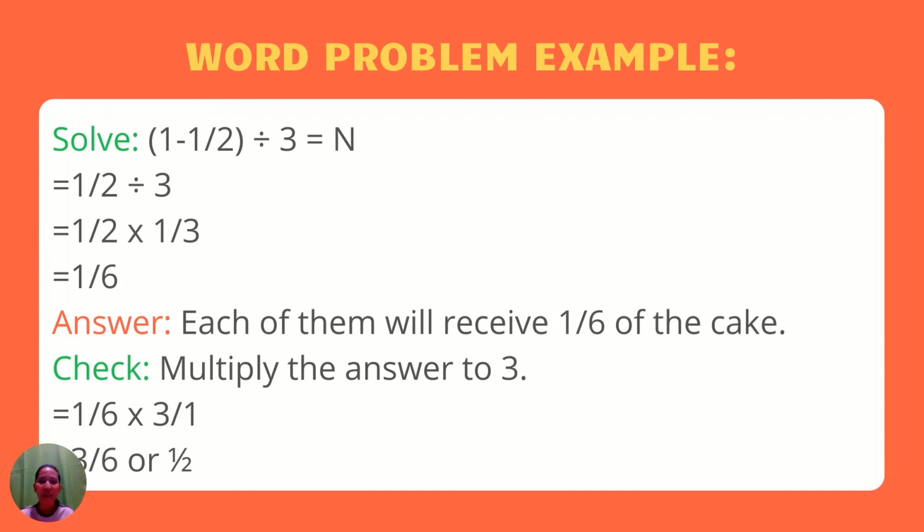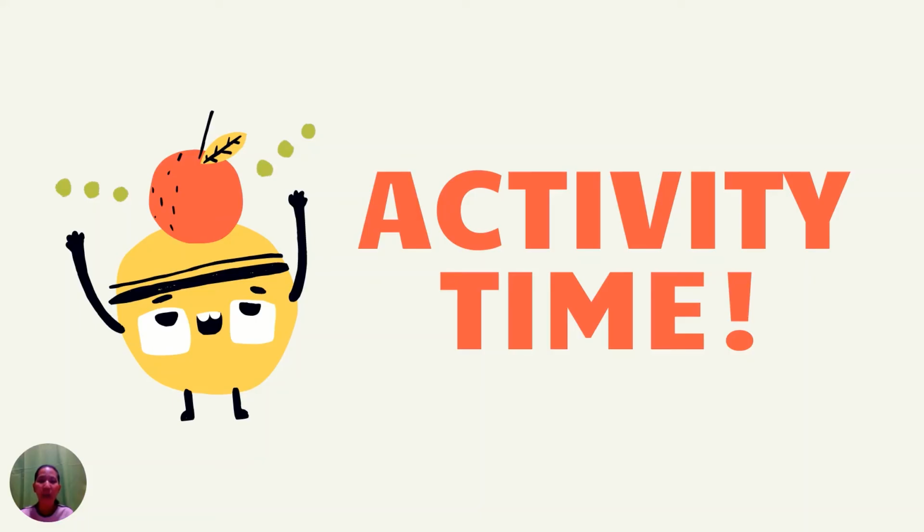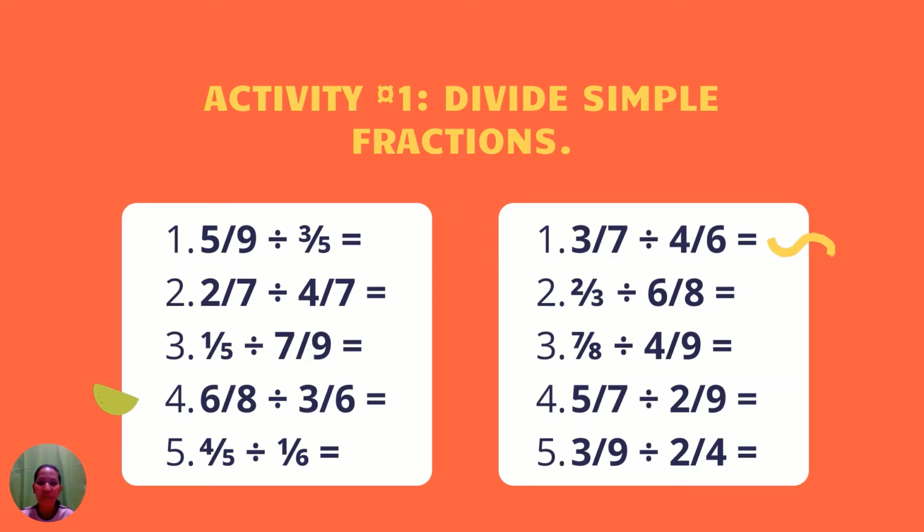Alright, so now we are going to proceed to our activity. So it's activity time. You have to get your pen and paper to answer this simple fraction. So division of simple fractions. Okay? I will read. Number 1, 5/9 divided by 3/5.